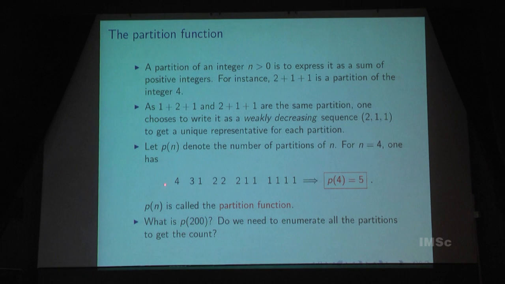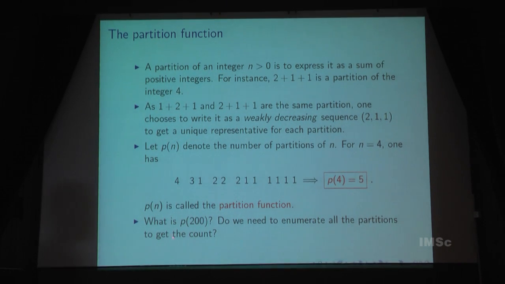Here I've written out all the partitions of 4. There are 5 of them. 4 itself is a partition into one part, and then 3, 1 has 2 parts, and 2, 2 also has 2 parts. Then 2, 1, 1 has 3 parts, and 1, 1, 1, 1 has 4 parts. A little bit of thought will tell you that for P of 4, there are no more. P of n is called the partition function.